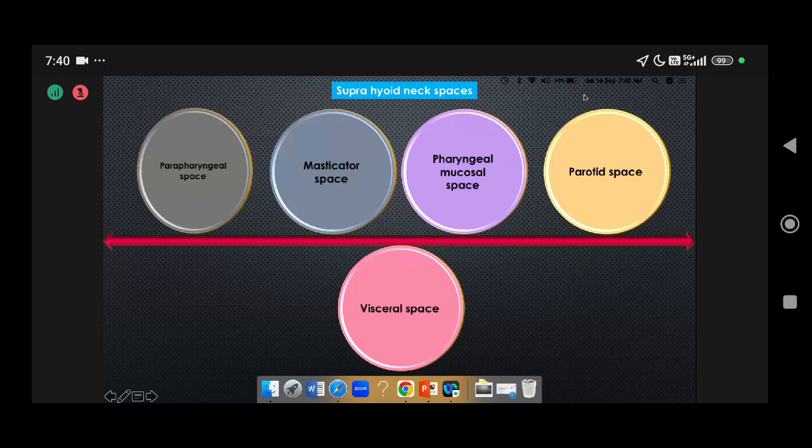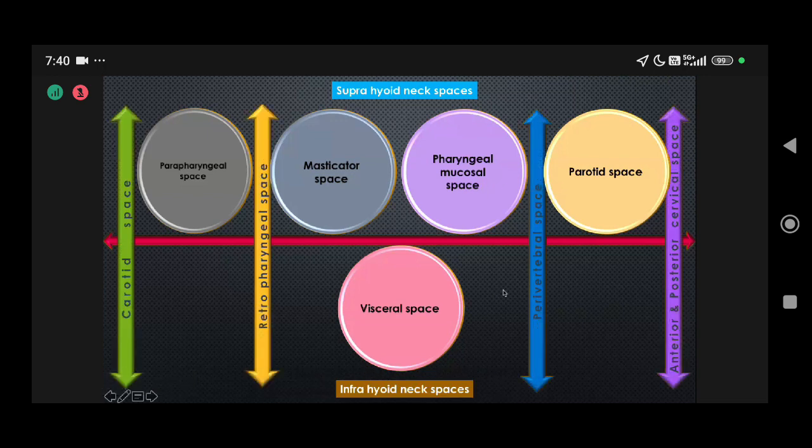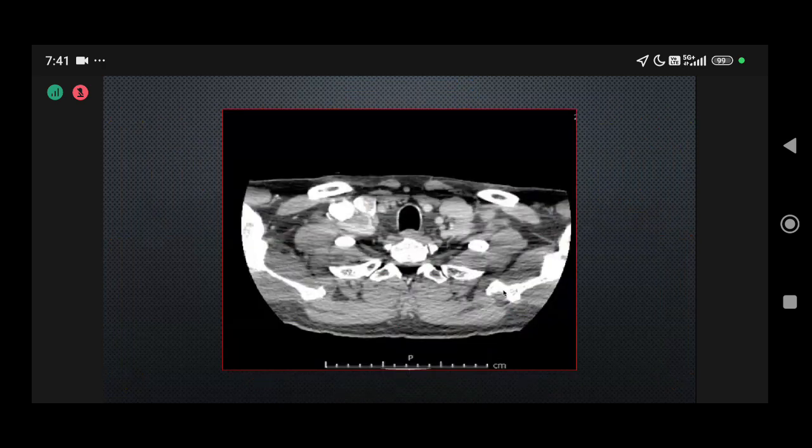These are the paired spaces which we can see in the suprahyoid neck, while there are spaces which run from cranial to caudal through the supra and infrahyoid compartments, which include the carotid space, retropharyngeal space, perivertebral space, and the anterior and posterior cervical spaces. So this is the overview of the anatomical spaces of the supra and infrahyoid neck.